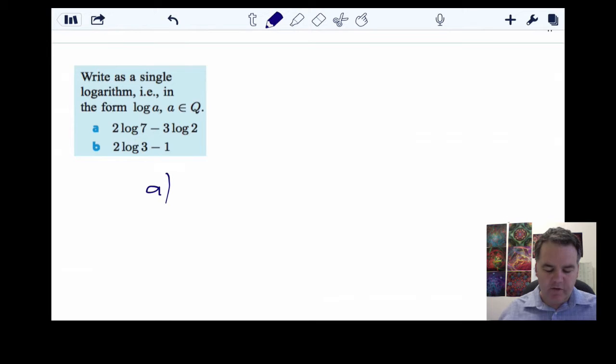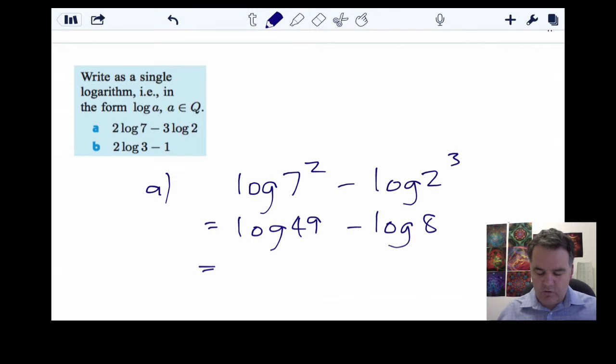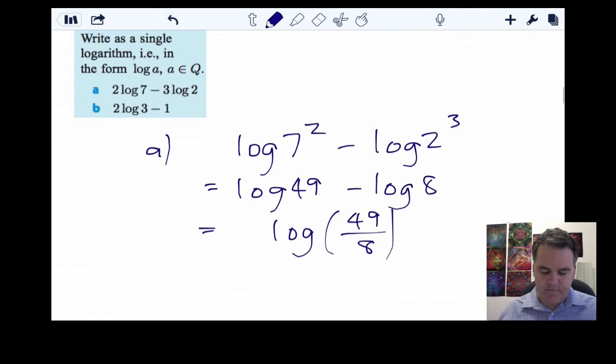In writing this one as a single logarithm, 2 log 7, we know that log rule that says 2 log 7 is the same as log 7 squared. 3 log 2 would be the same as log 2 cubed. So we've got log 49 minus log 8. And writing that as a single logarithm, log of 49 over 8.